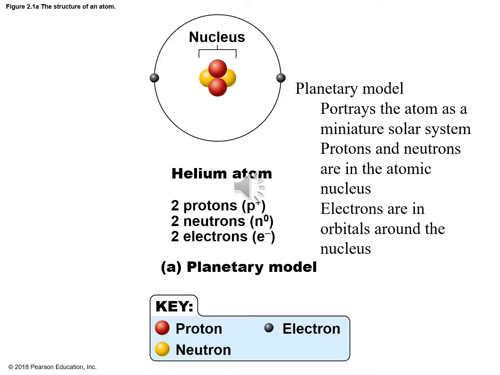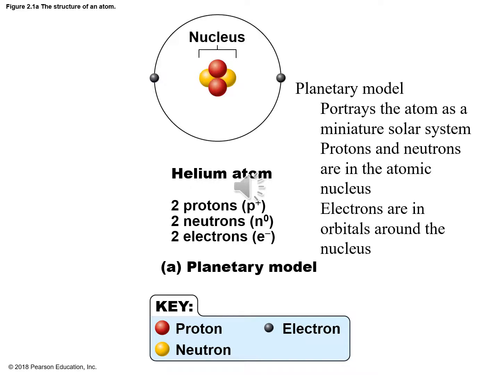This is the depiction of an atom using the planetary model. The planetary model portrays the atom as a little solar system. It shows the protons and neutrons in the nucleus in the middle. The protons are in red here, the neutrons are in yellow, and see how they're in the nucleus. The electrons are shown in orbitals around the nucleus. We can see them as smaller little blue balls.